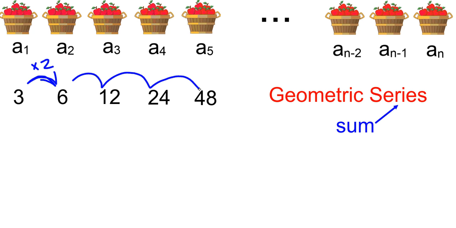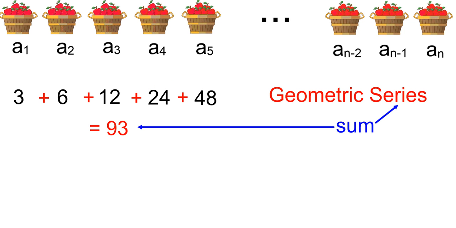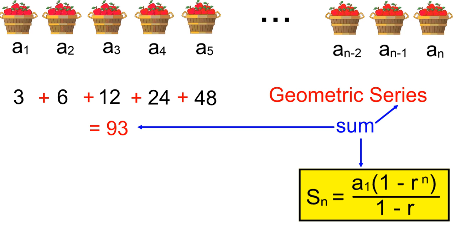But when we're talking about a geometric series, we're finding the sum. So one thing we could do is just add up all of the terms, and if you add up all of the terms, you're going to get 93 in this example. But that might not always be the best way to do it if we have a lot of terms, or maybe we have some missing information. Luckily, we're going to have a formula. So here's the formula for the sum of a geometric series. Now notice they use the letter S, S standing for series or sum.